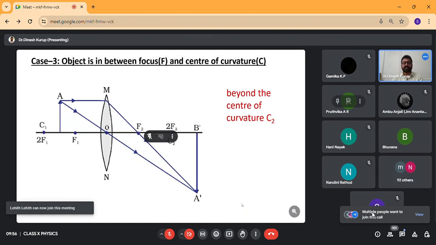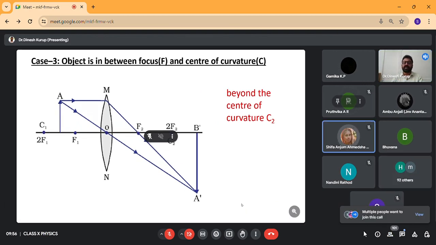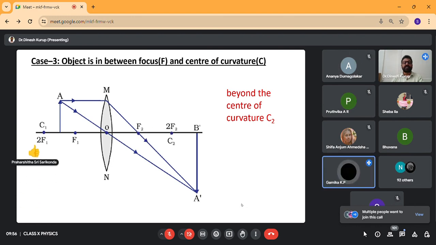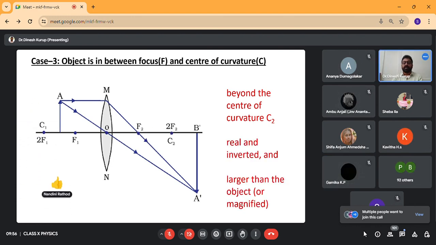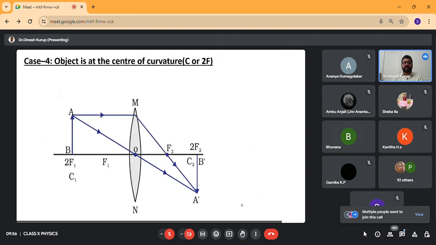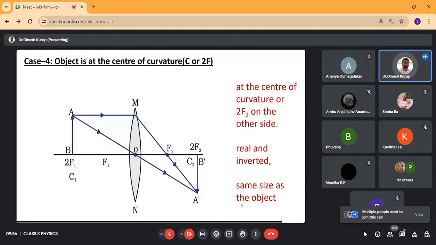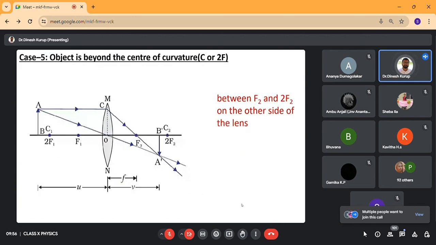I think you might have cleared all these concepts, isn't it? Yes, sir. I'm just brushing it up, that's all. Okay, observe. Then at 2f, again the image will be formed at 2f itself with the same size, real and inverted. Then beyond 2f it will be formed between f and 2f.